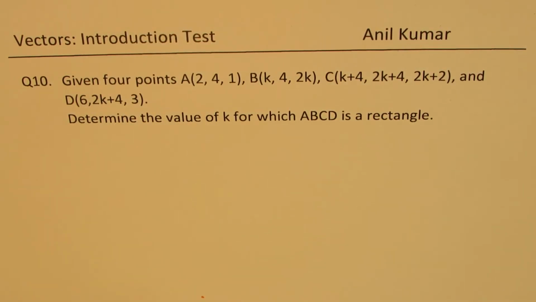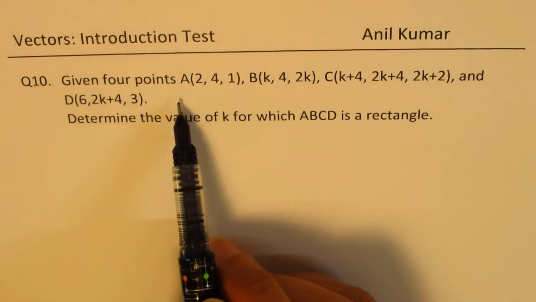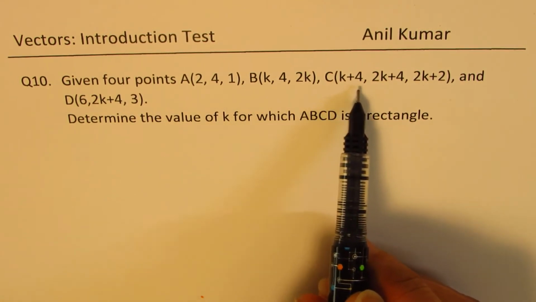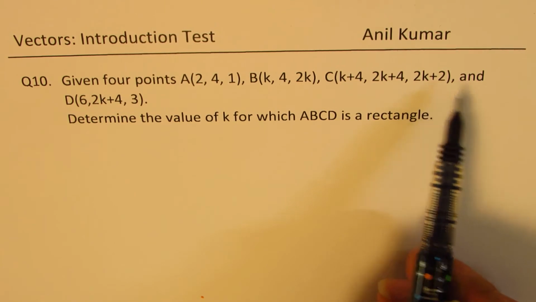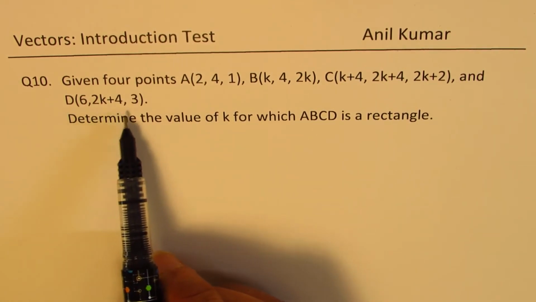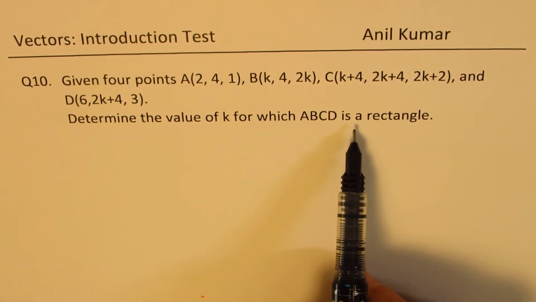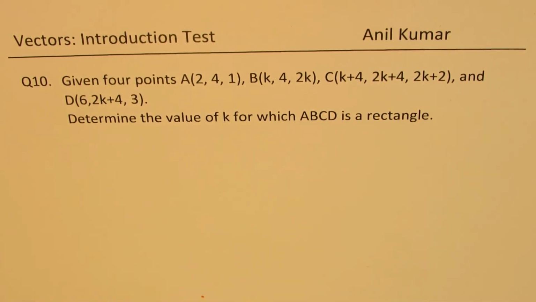Now let's take question number 10. Given 4 points: A (2, 4, 1), B (K, 4, 2K), C (K plus 4, 2K plus 4, 2K plus 2), and D (6, 2K plus 4, 3). Determine the value of K for which ABCD is a rectangle.